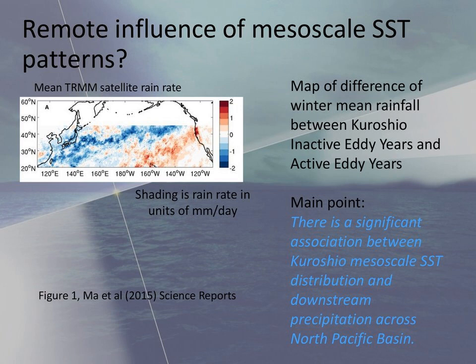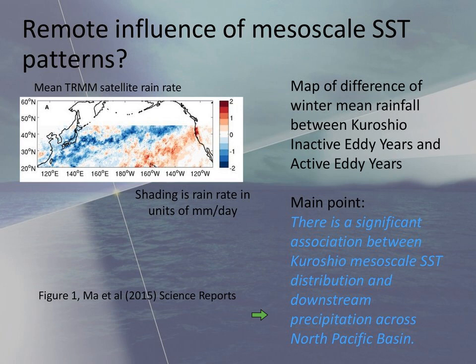Now, this link with the mesoscale SST field and precipitation is quite a bit more evidence to suggest that there's a link between it, and that the link may not be local as the last paper suggested, but may actually influence the downstream precipitation, storminess, blocking highs, and things like that. And so there's this paper from Ma et al. 2015 in Scientific Reports.